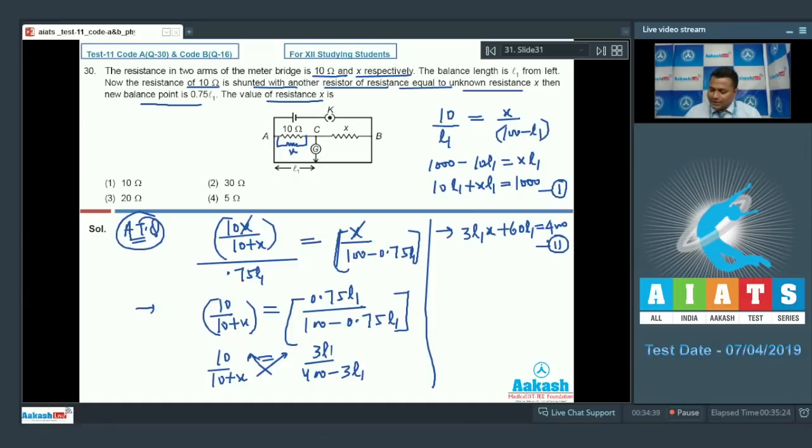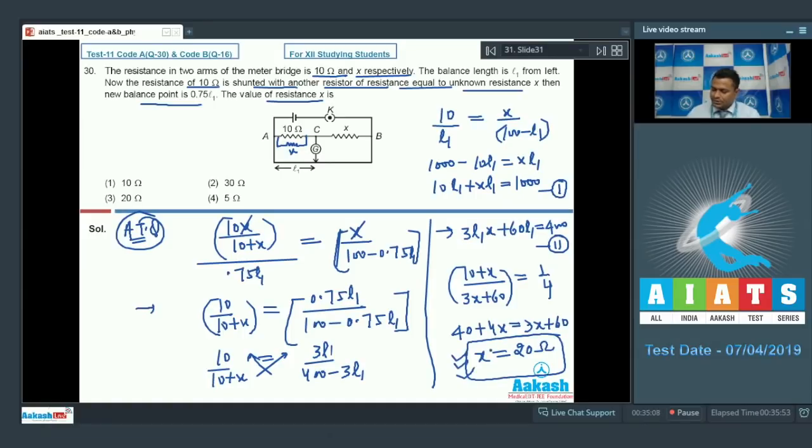Now taking the ratio of 1 and 2, what we will get? 10 plus X divided by 3X plus 60, because L1 will be cancelled out, is 1000 by 4000, that is 1 by 4. Cross multiplying gives 40 plus 4X equals 3X plus 60, and after solving we will get the value of X as 20 ohm. So therefore X is 20 ohm. We'll go with option number 3. Move on to the next, that is 31 number.